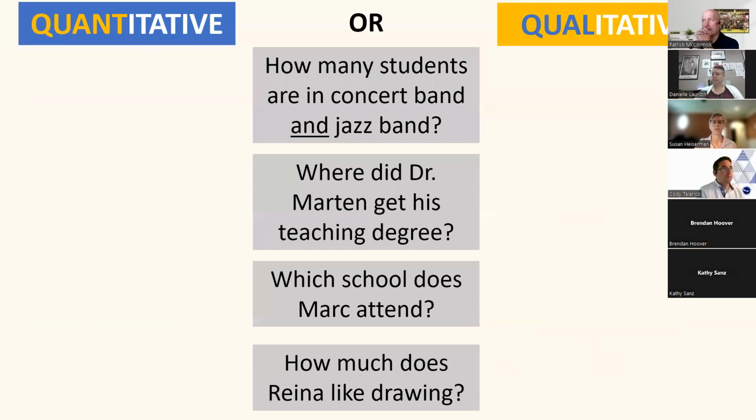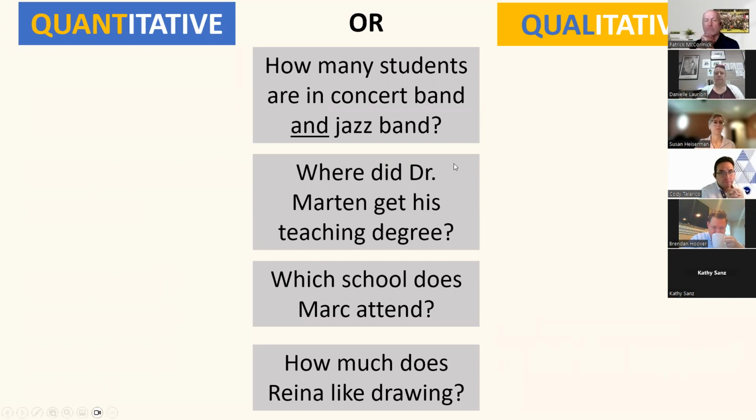So let's do a little activity together. I've got these 4 questions up here, and I want you to tell me, would the answer to this question be quantitative or would it be qualitative? So go ahead and unmute if you're willing to play along and just call it out. If I asked how many students are in concert band and in jazz band, is that quantitative or qualitative? Quantitative. Quantitative, perfect. There's a specific number that we're looking for here. Maybe it's 20, maybe it's 50, whatever that might be, it's numeric.